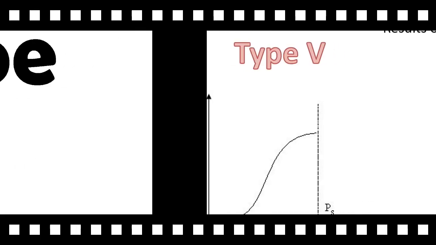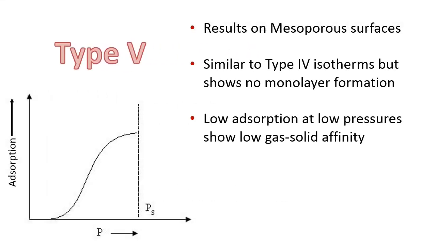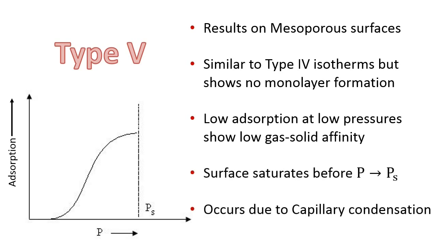Type 5 isotherms also occur on mesoporous surfaces. They're similar to type 4, except that there's no monolayer formation. Low adsorption at low pressure indicates low gas-solid affinity. The surface saturates before pre-saturation and occurs due to capillary condensation.